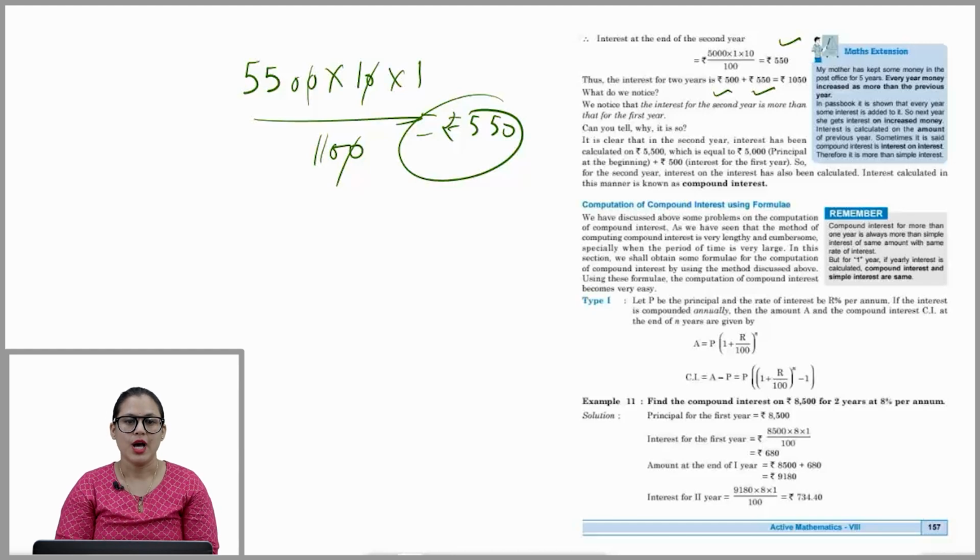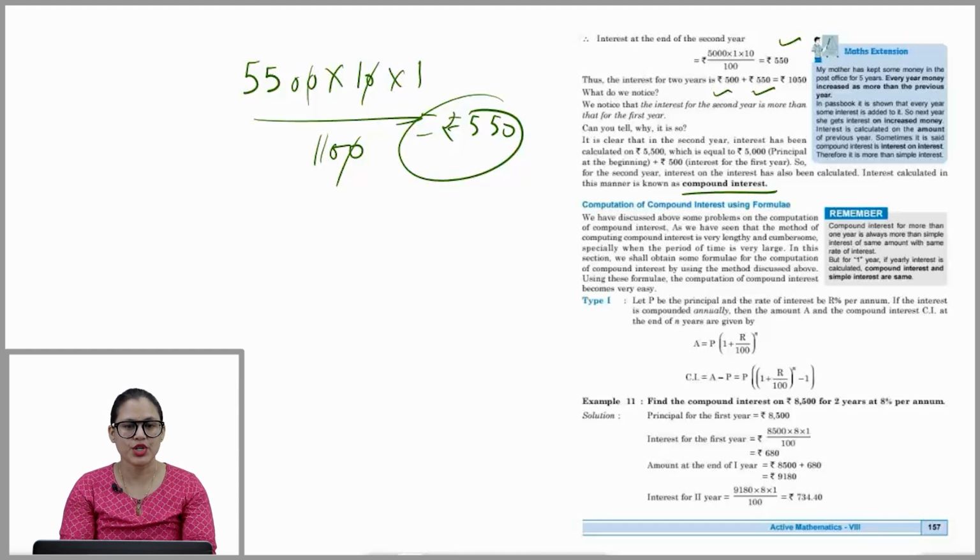So what do we notice? We notice that the interest for the second year is more than for the first year. Can you tell why is it so? It is clear that in the second year, interest has been calculated on the amount, that is 5,500, which is equal to 5,000 principal at the beginning plus 500 interest for the first year. So for the second year, interest on the interest has also been calculated, and interest calculated in this manner is known as compound interest.